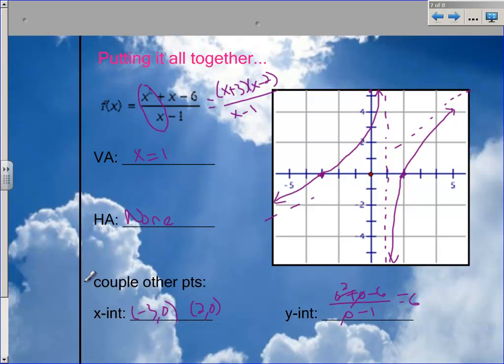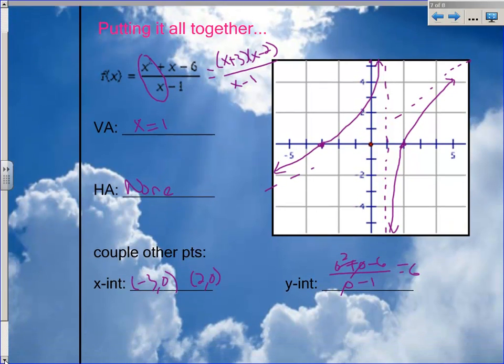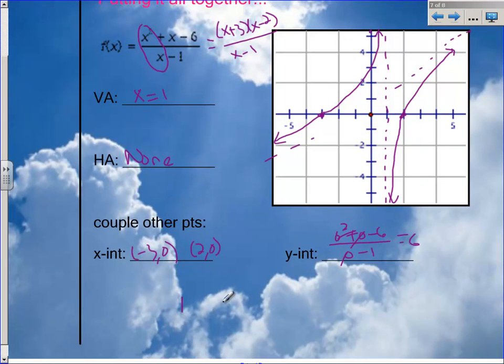So the way you get this is you come down here and actually do synthetic division. 1, 1, -6. Put the 1 in the little box. Drop the 1 down. 1 times 1 is 1. 1 plus 1 is 2. 1 times 2 is 2. -6 plus 2 is -4. So we know that this basically divides into x plus 2 minus 4 over x minus 1. This is your oblique asymptote. So actually it should have been closer up here.